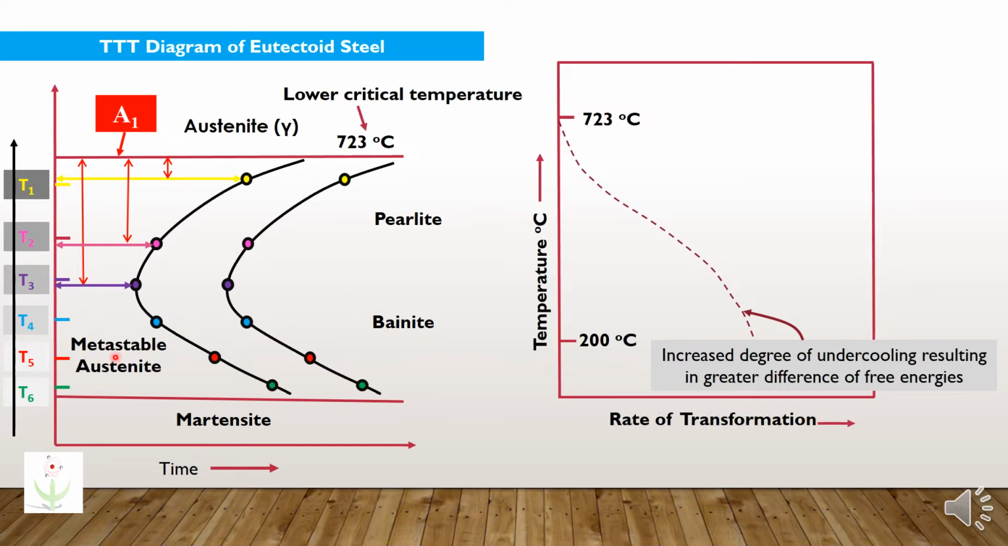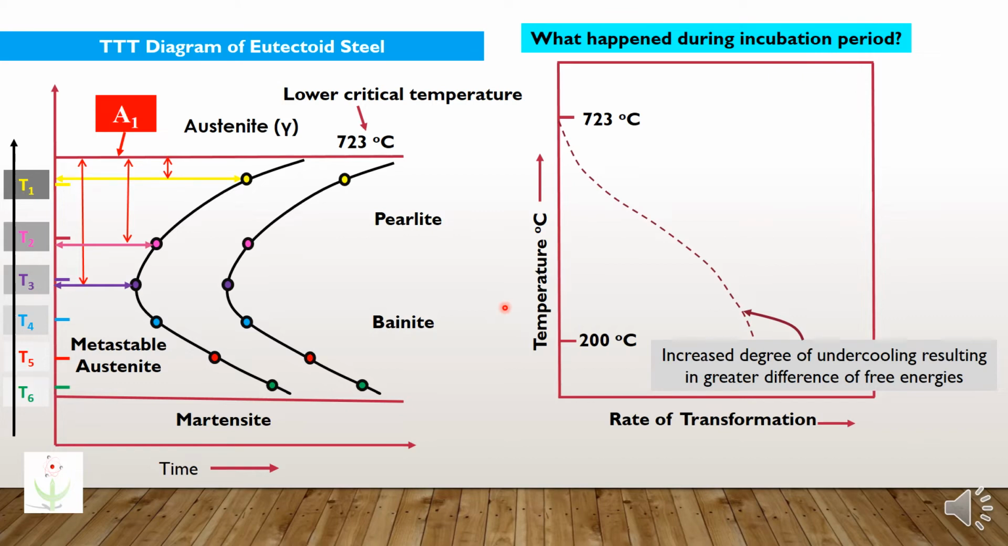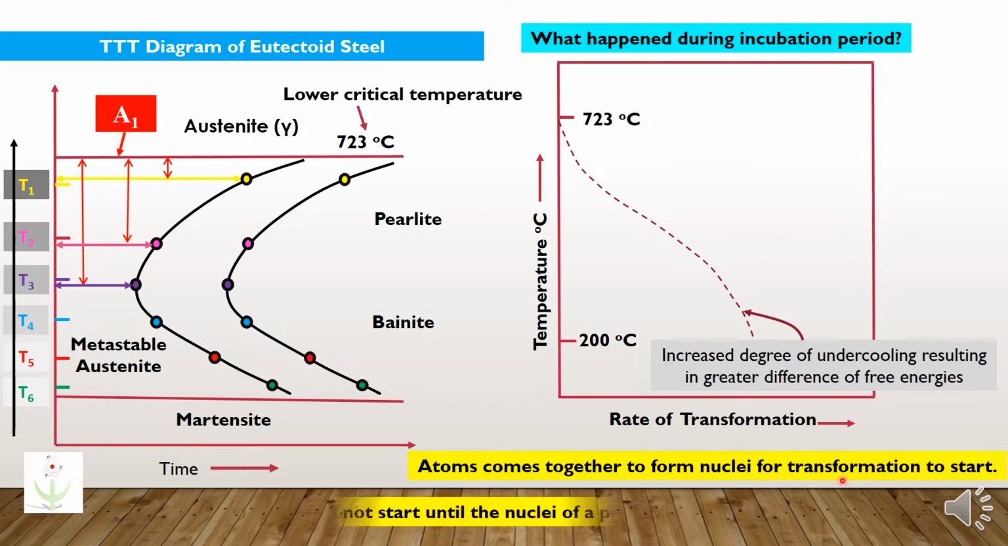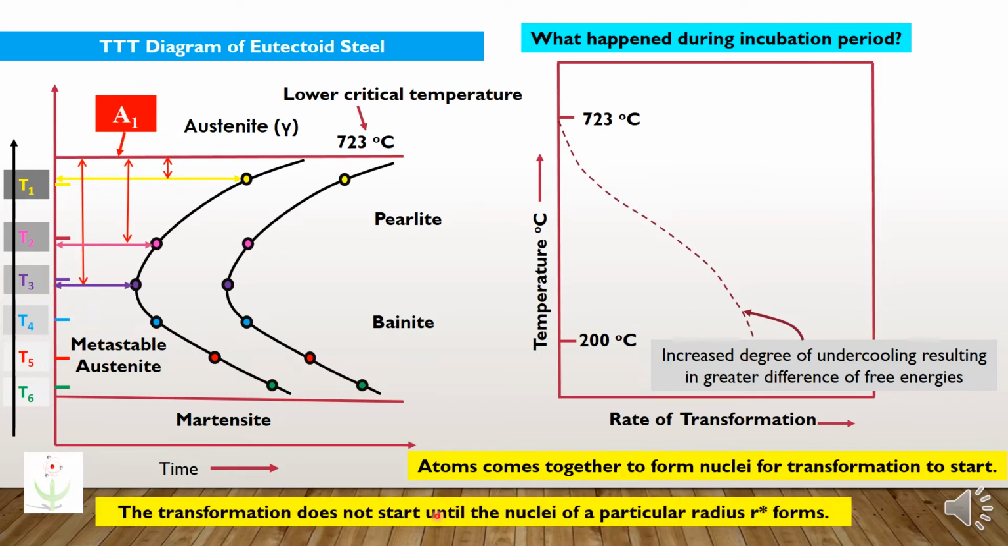The question why the incubation period is longer at low temperatures can only be explained if we know what actually happened during the incubation period. Actually, during the incubation period, the atoms come together to form nuclei for transformation to start. So, the transformation does not start until the nuclei of a particular radius are formed.